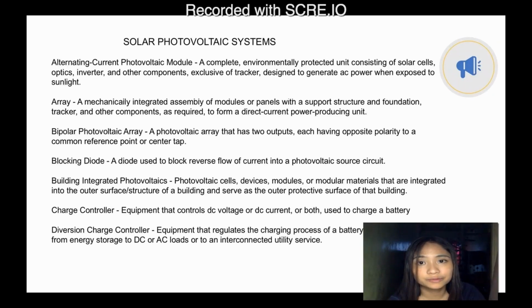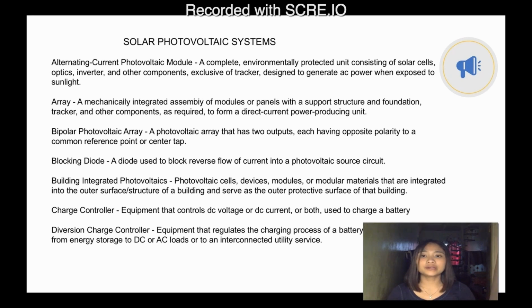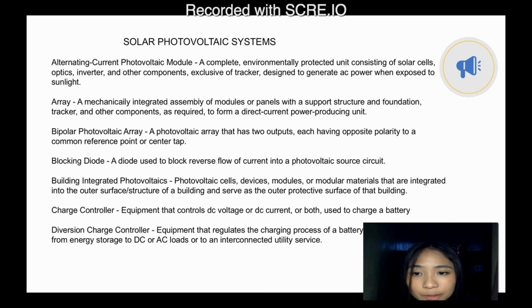Solar photovoltaic systems, alternating current: an environmentally protected unit consisting of solar cells, optics, inverters, and other components, exclusive of tracker, designed to generate AC power when exposed to sunlight. Array: a mechanically integrated assembly of modules or panels with a support structure and foundation, tracker, and other components as required to form a direct current power producing unit. Bipolar: a photovoltaic array that has two outputs, each having opposite polarity to a common reference point or center tap.